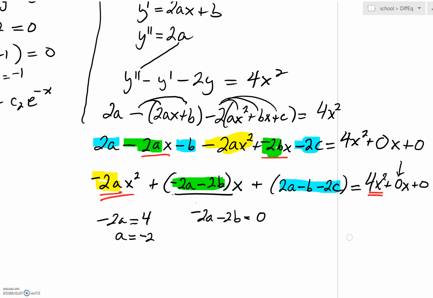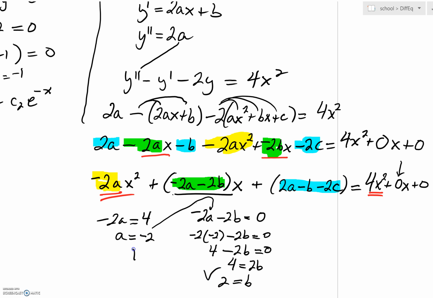I've got good news for you guys. You know what a is. You know a is negative 2, so I could say negative 2 times negative 2. Well, it doesn't take too long to see that's 4 minus 2b equals 0. So 4 would equal 2b. Guess what b is equal to? 2. Hey, all of a sudden I have a and I've got b.